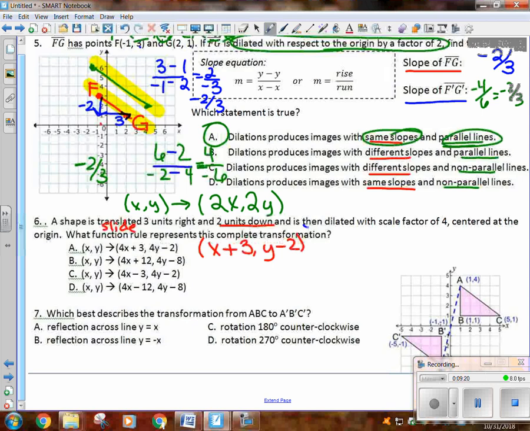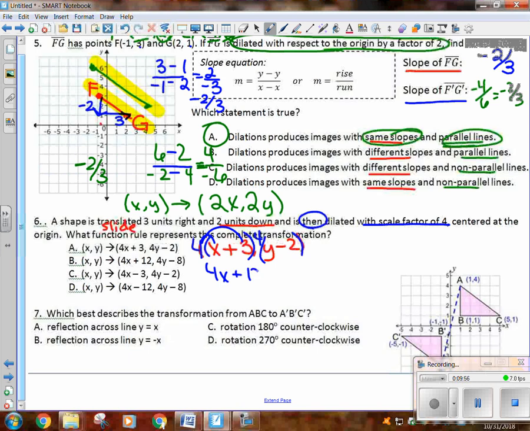Then it says something else happens: I'm going to dilate by a scale factor of 4. We just reviewed that when you dilate by a scale factor of 4, you multiply everything times your scale factor. So I have to multiply the x plus 3 times 4, and the y minus 2 times 4. Keep in mind the plus 3 was there first, and the minus 2 was there first. So when I multiply by 4, I have to multiply everything times 4. So 4 times 3 is 4x.